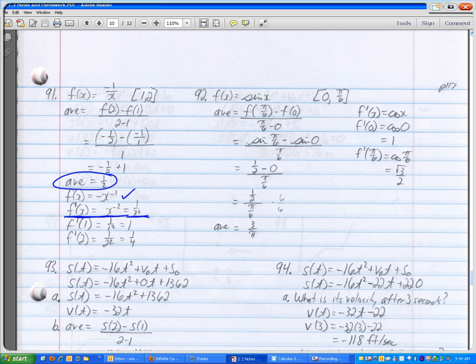Now that I know the derivative, I use it as a formula to find the instantaneous rate of change anywhere I want to. So I'm supposed to find it at each endpoint. So I need to find what the derivative equals when x equals 1, and then when x equals 2. That means I need to find f prime of 1, and then f prime of 2. Make sense?